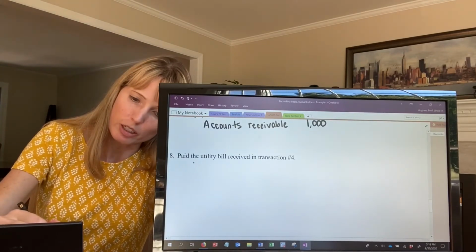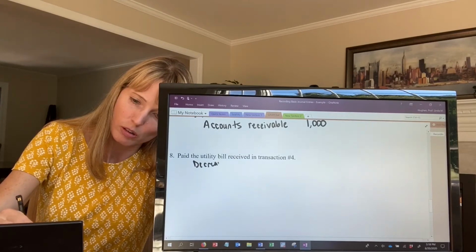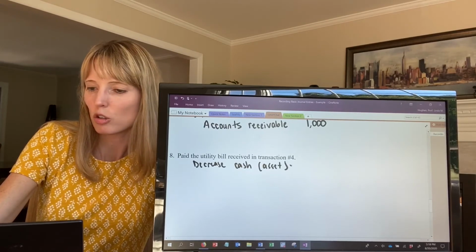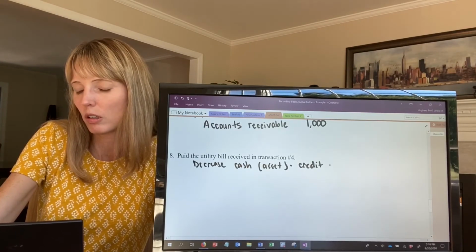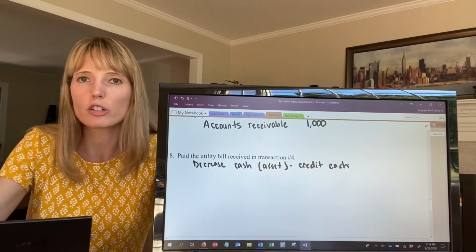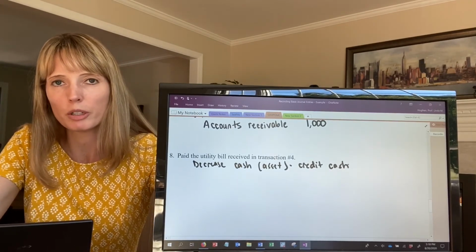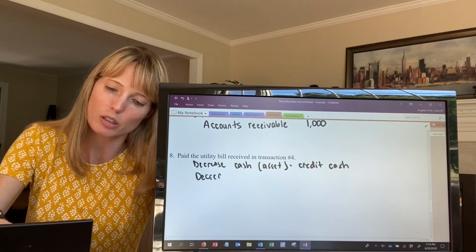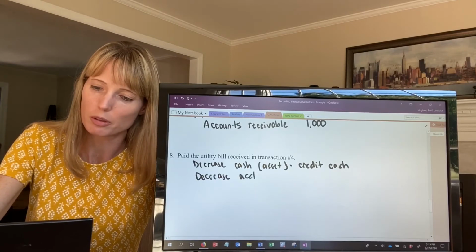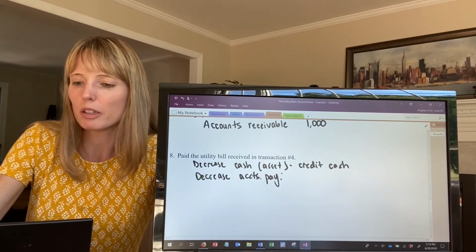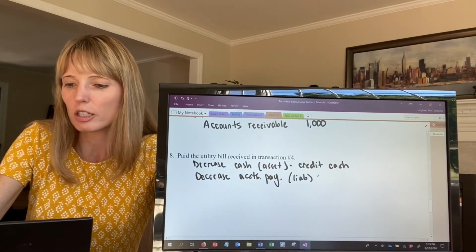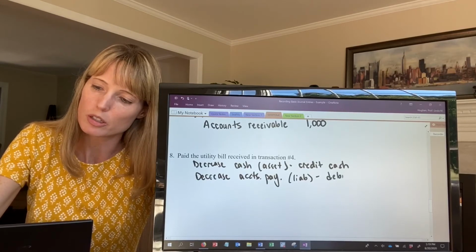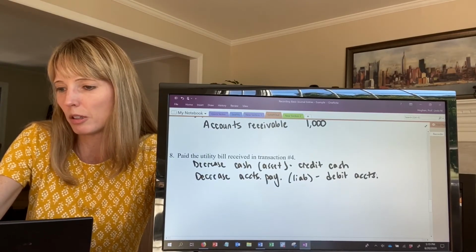We know that we decrease cash, which is an asset. So we're going to credit cash. And what is the other side of this transaction? Well, we're making payment. We previously owed, now we're making payment. So we want to decrease that amount that we owe to the utility company. Decrease accounts payable. And accounts payable is a liability. To increase a liability is with a credit. So to decrease a liability, we're going to debit the accounts payable.